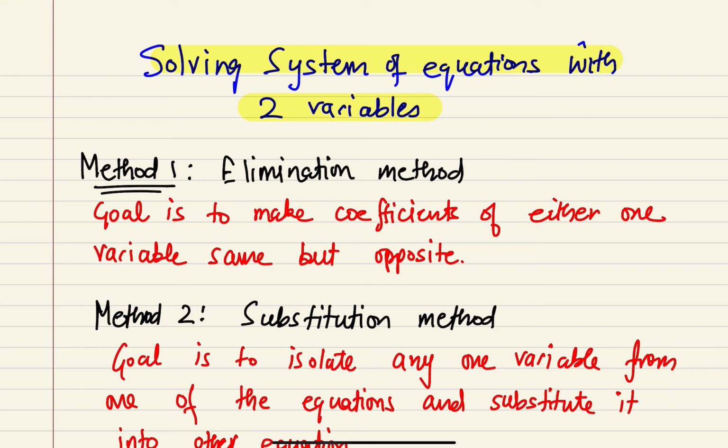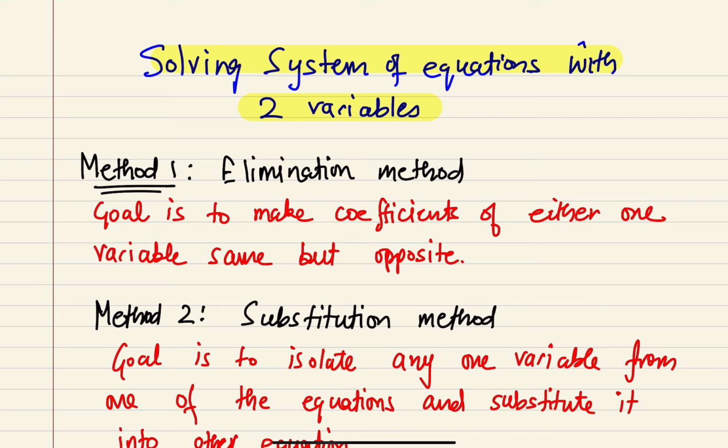If we have one equation in one variable, we can solve it. If we have two equations in two variables, we can solve it. If we have three equations in three variables, we can solve it. If we have two equations in three variables, that's not solvable. So keep in mind, the number of equations and the number of variables have to be the same, then we can solve for each of the variables.